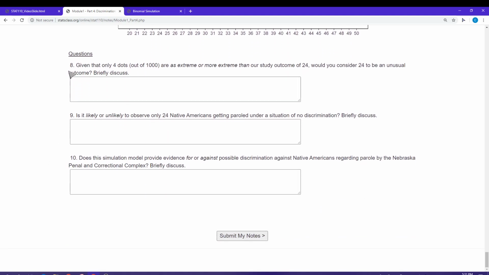So I will let you answer questions 8, 9, and 10 here. Again, after you submit your answers, you can go back and click on your notes to see the solutions that I have provided.